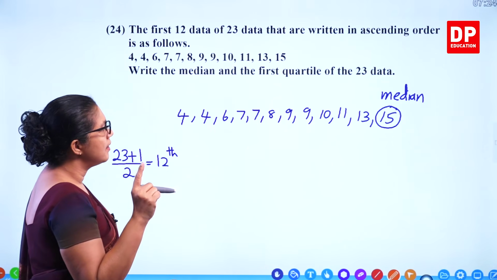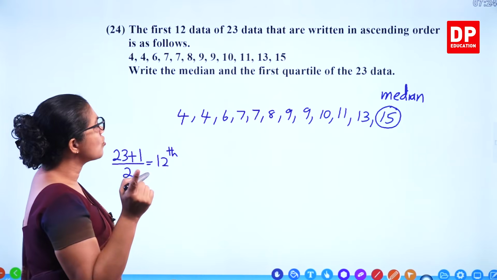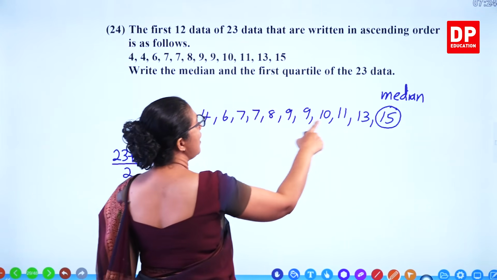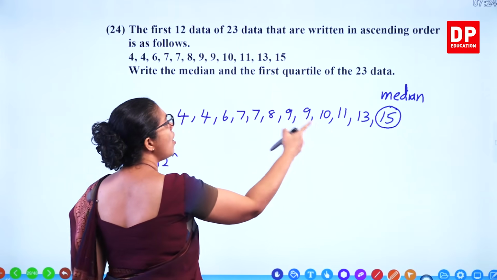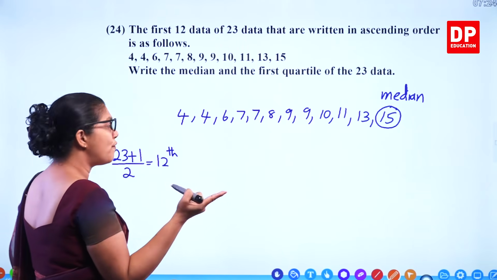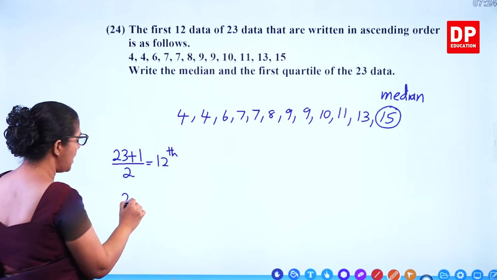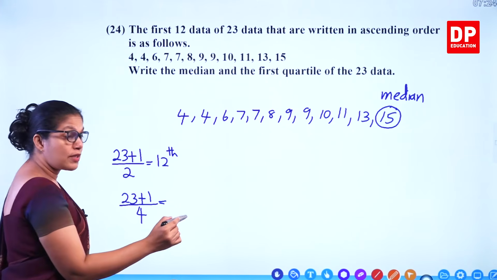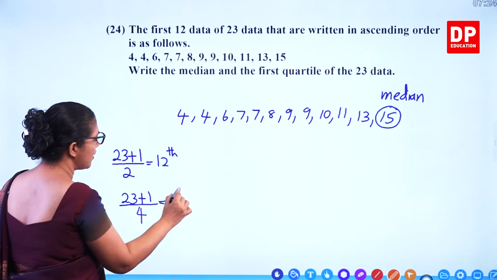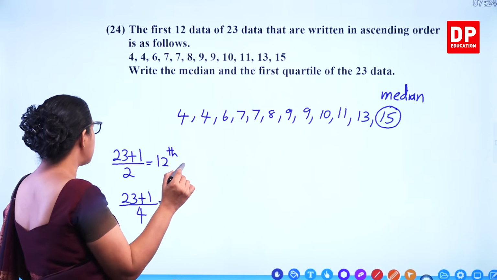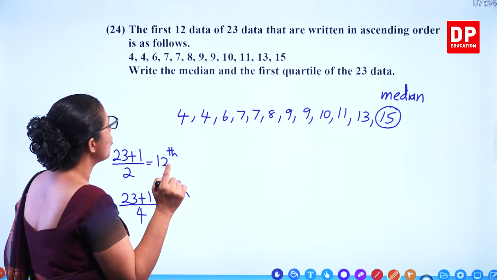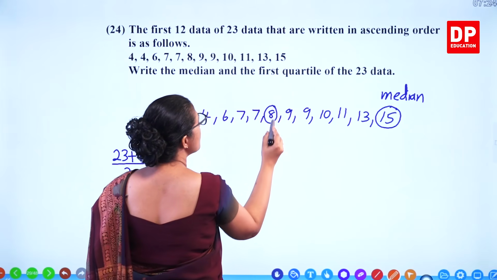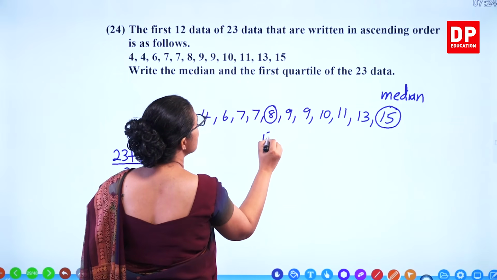And then quartile. First quartile, you can divide this by half or you can do 1/4. So 23 plus 1 divided by 4, 24 divided by 4 means the 6th one. The 6th one is the first quartile. 1, 2, 3, 4, 5, 6. So this is the first quartile.